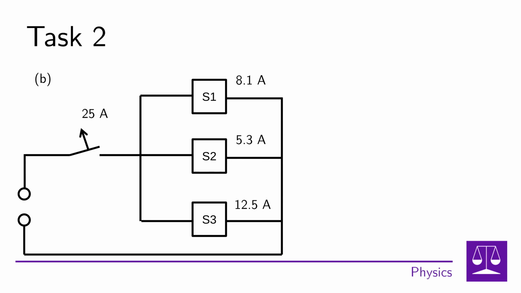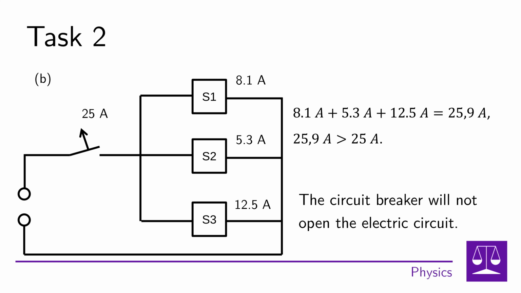In case B, we have 3 appliances that consume an electric current of 8.1 amperes, 5.3 amperes, and 12.5 amperes. So let's add up the numbers again, this time in decimals. 8.1 plus 5.3 plus 12.5 amperes gives a total of 25.9 amperes. Thus, all three appliances together consume 25.9 amperes. This is more than the rated current of 25 amps. So the circuit breaker opens the electrical circuit.